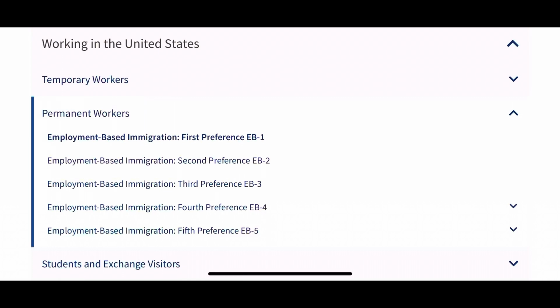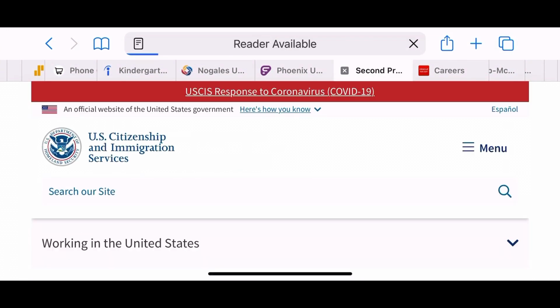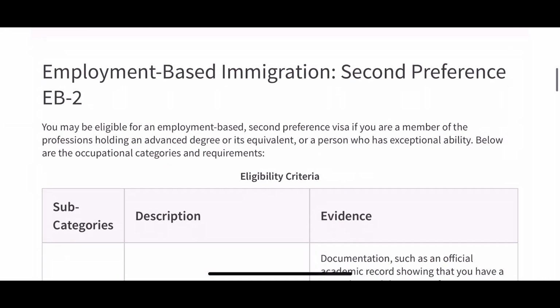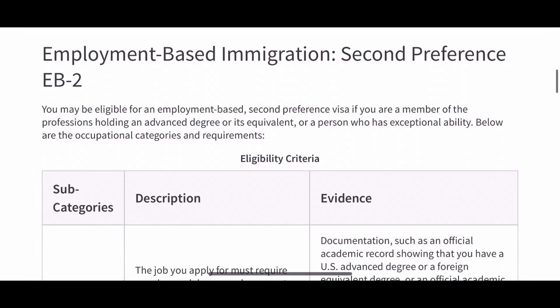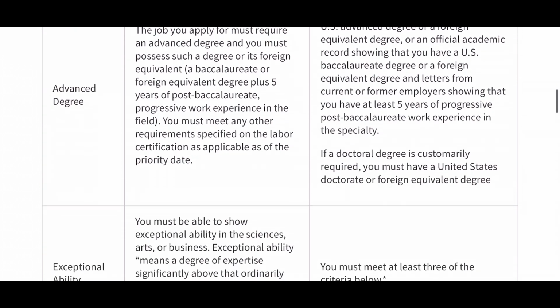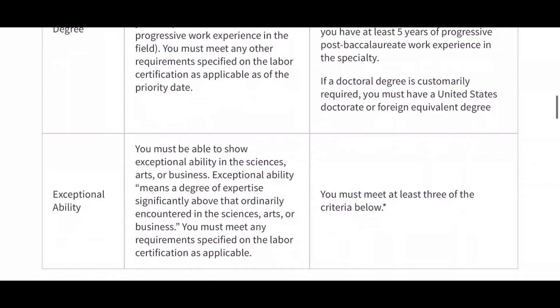In order to be sponsored for the second preference, employment-based 2, these are the requirements. For the employment-based 2, there are 2 subcategories, which are the advanced degree and exceptional ability. For the advanced degree, there is certain evidence that you must provide, and these include a U.S. advanced degree or a foreign equivalent degree, or an official academic record showing that you have a U.S. baccalaureate degree.